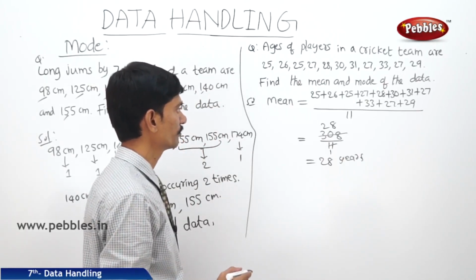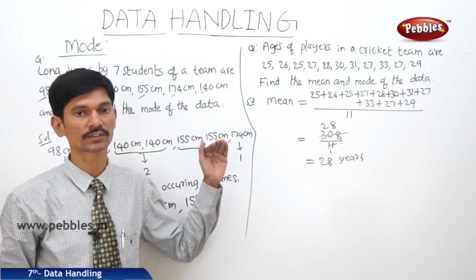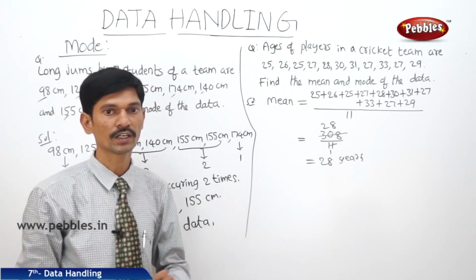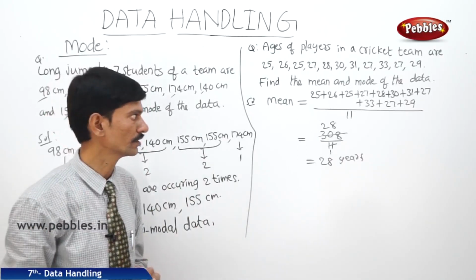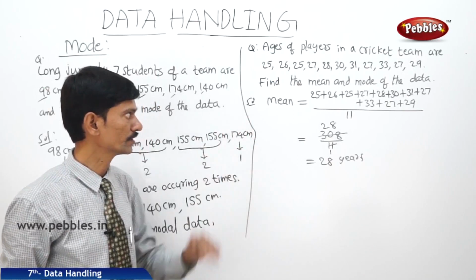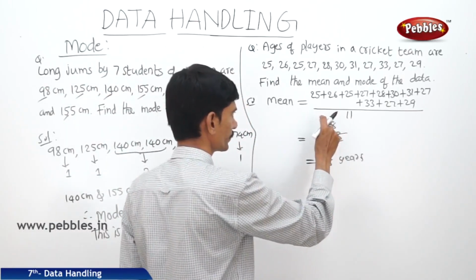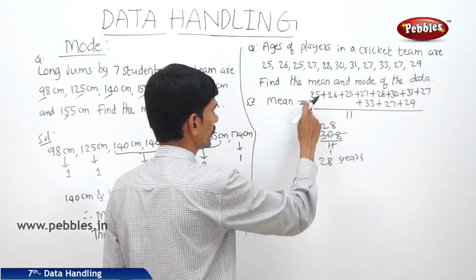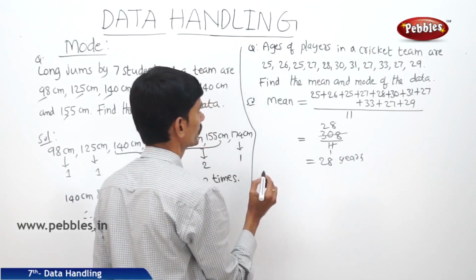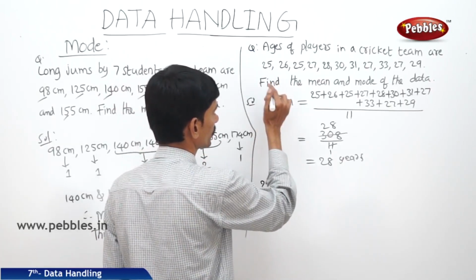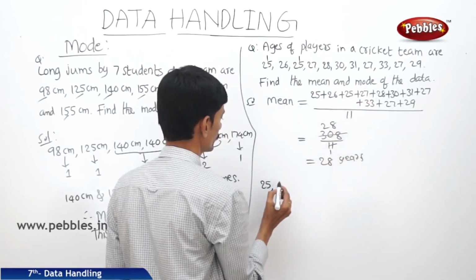Now we will find the mode. To find the mode of the given observations, first let us arrange all the observations either in ascending order or in descending order. So first let us arrange all the observations in ascending order. First we get 25, and 25 is occurring 1, 2 times.